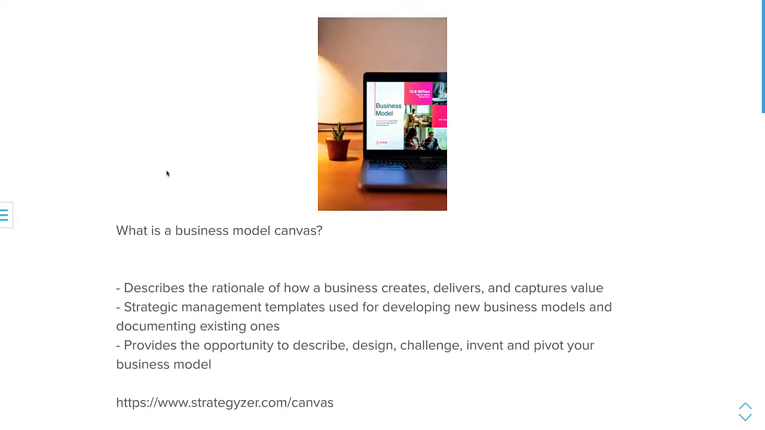Now the business model canvas describes the rationale of how a business creates, delivers, and captures value. So it provides the opportunity to describe, design, challenge, invent, and pivot your business model. In the business model, we explain who the customer is and how you make money, but with the business model canvas, you're actually illustrating and writing it down, from who the customer is to how you make money, the key activities in your business, your cost structure, and your revenue streams.